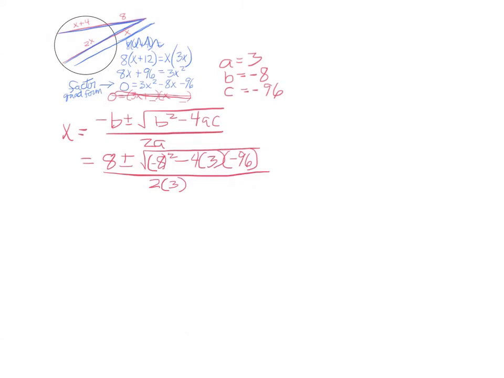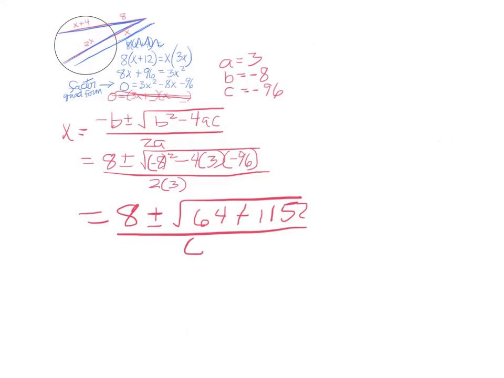But once I then begin to multiply that out, I will get 8 plus or minus square root of 64 minus, that'll actually be a plus because of the two negative signs, 12 times 96, which is figuring 1152, all over 6, and our answer is 8 plus or minus the square root of 1216 over 6. And then you would have to work to simplify that.